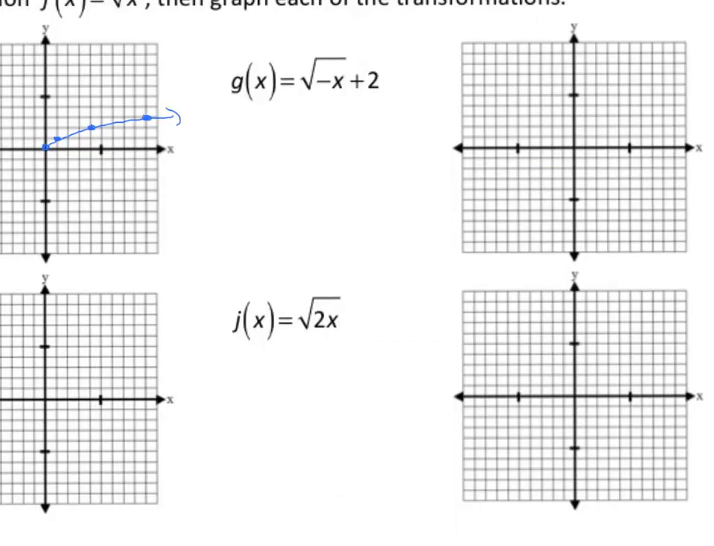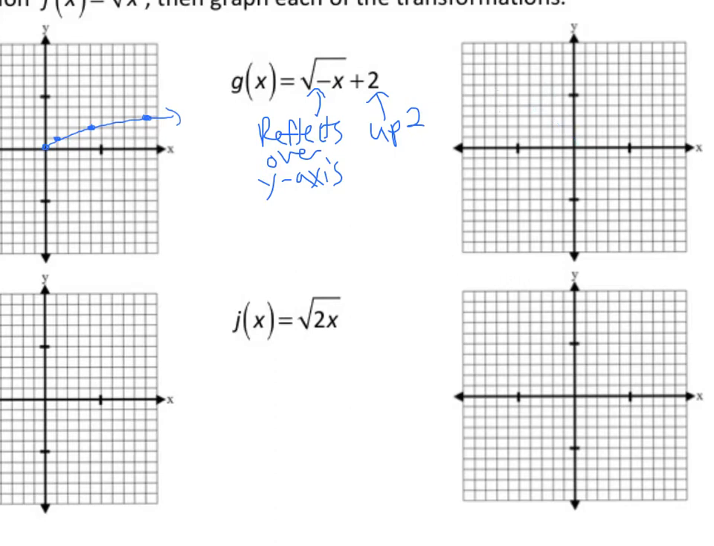For this first transformation, the negative on the inside is a horizontal reflection, side to side, which reflects over the y-axis. And then this plus 2 is a shift. It goes up 2. So my graph is going to go this way, and it's also going to move up 2. But of course I want to plot accurate points.